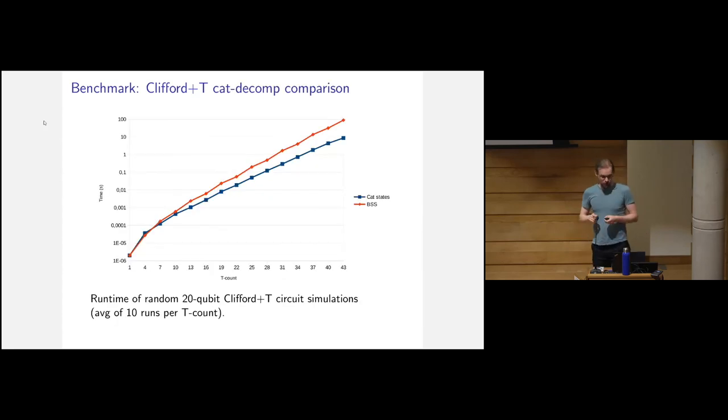Then this shows our benefit of using these better decompositions. Here BSS refers to the 6 to 7 decomposition, and this cat stage refers to all the other things I talked about. We see that even for 20 qubit circuits, we already see an order of magnitude improvement in running time for T count 43. Even for these small circuits, the scaling goes much, much better.